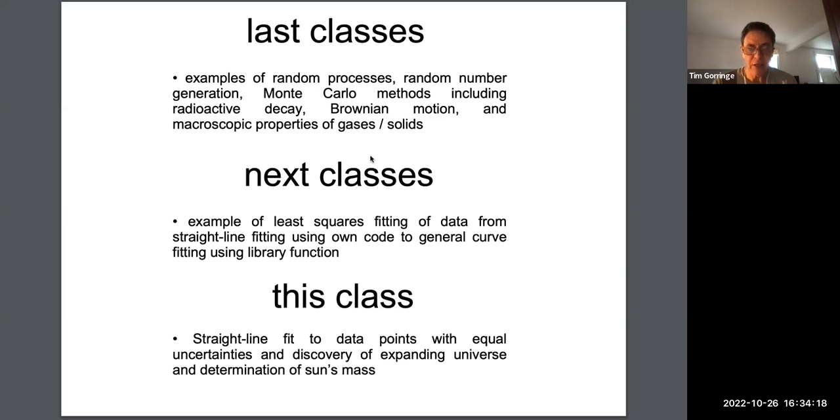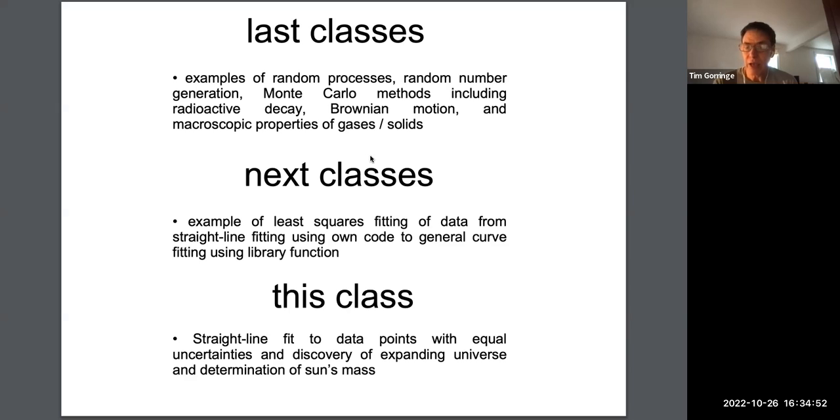So, as I say, in today's class, I'm just going to focus on a fit to a straight line with equal uncertainties. You might think there are not many interesting examples of fits to straight lines, but there are some classic examples. One is the expansion of the universe. The conclusion of the expansion of the universe and its parameters come out of a fit to a straight line.